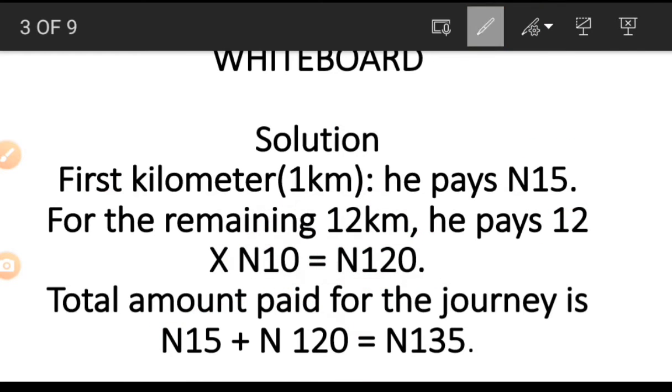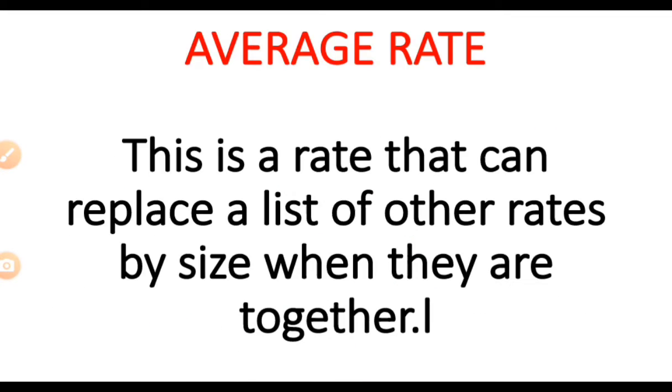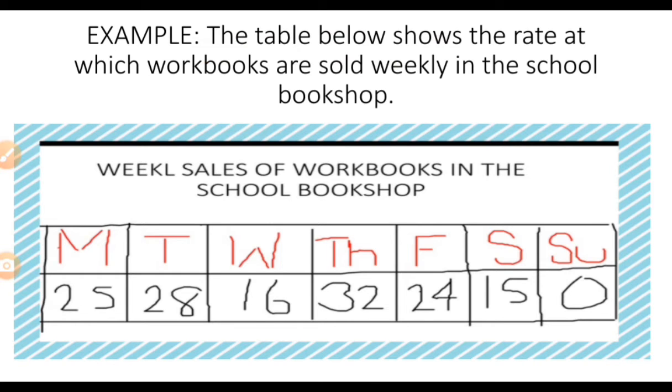Now let's look at another type of rate. This time we are going to be looking at average rate. What is average rate? This is a rate that can replace a list of other rates by size when they are related or together. This one rate is called the average of the other rates.